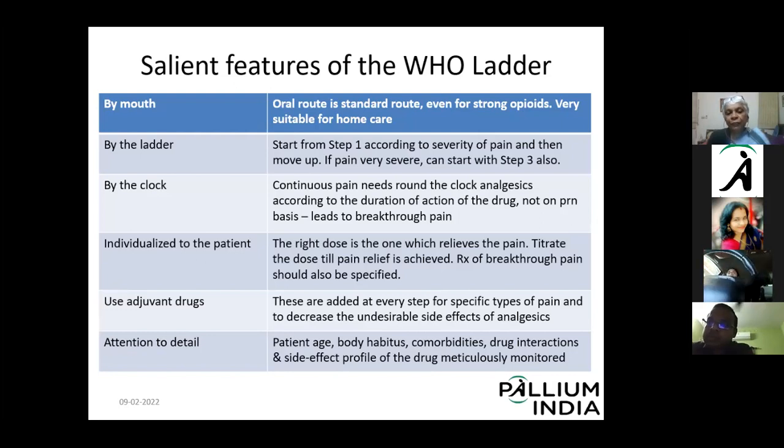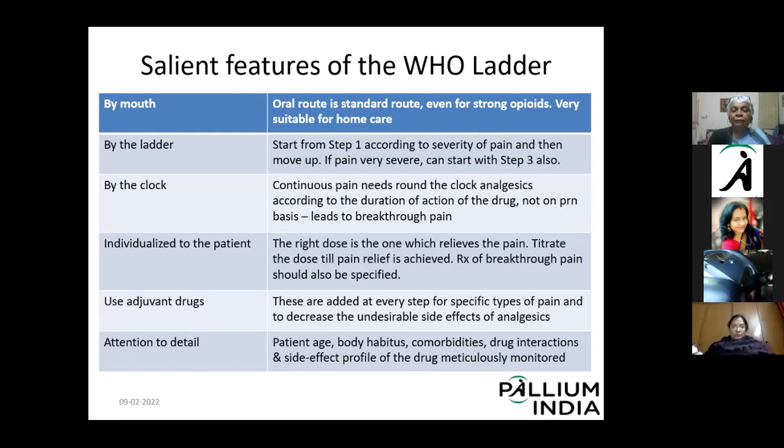That is what is called individualized to the patient. It varies from patient to patient, the total dose. Then adjuvant drugs can be added at every step of the ladder, depending upon the type of pain the patient has, or whether the patient has any other side effects or any other associated types of pains. And then, most important, attention to detail. Now, the drugs are given keeping in mind the patient's age, the comorbidities, the body weight, and the side effect profile. Everything has to be monitored very carefully, and based on that, you're giving the drug.